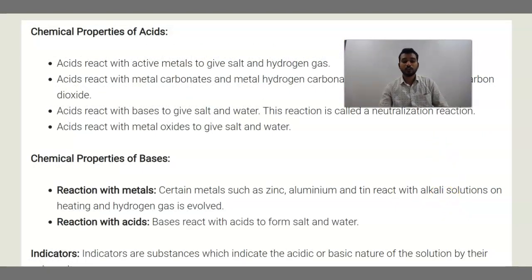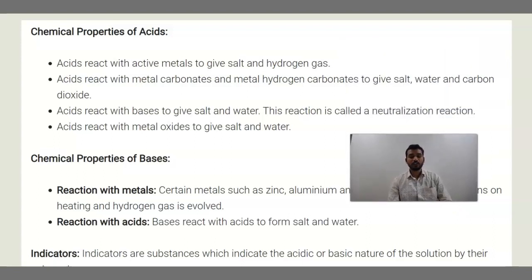Chemical properties of acids. If they ask you to write the chemical properties of acids, you can write this. Acids react with active metals to give salt and hydrogen gas. They react with metal carbonates and metal hydrogen carbonates to give salt, water and carbon dioxide. Acids react with bases to give salt and water. This reaction is known as neutralization reaction. Acids react with metal oxides to give salt and water.